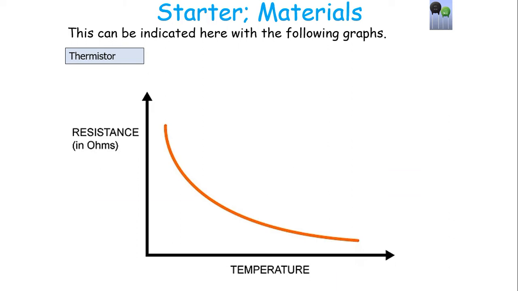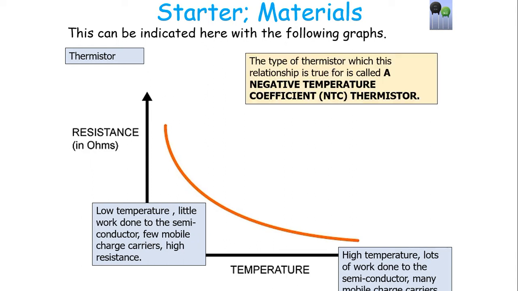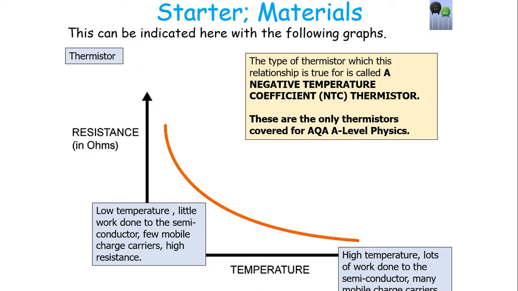So for a thermistor, we notice that at a low temperature, there's little work done to the semiconductor, so there are fewer mobile charge carriers in the circuit, so you've got a high resistance. But at a high temperature, there's been lots of work done to the semiconductor, there's many mobile charge carriers, and there's a low resistance. So we call this a negative temperature coefficient thermistor. These are the only thermistors we cover at AQA A Level Physics.